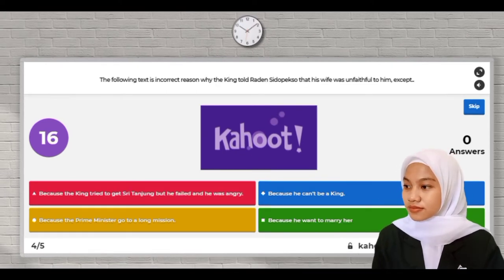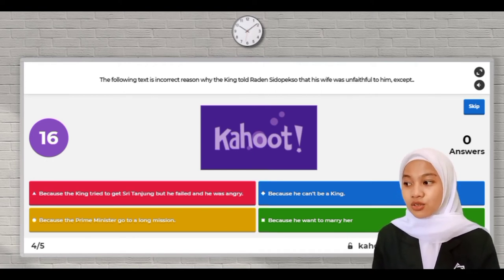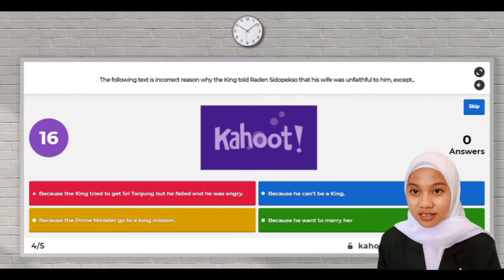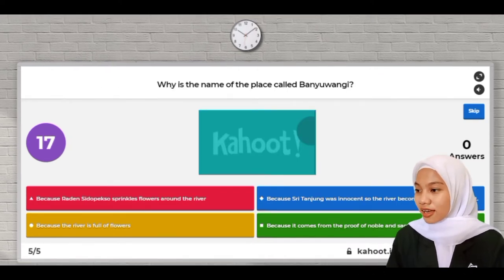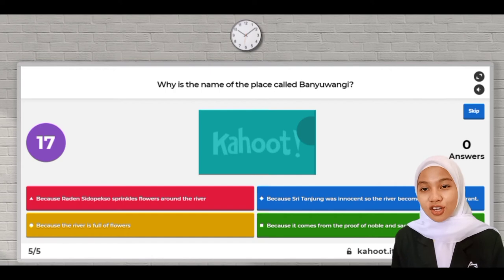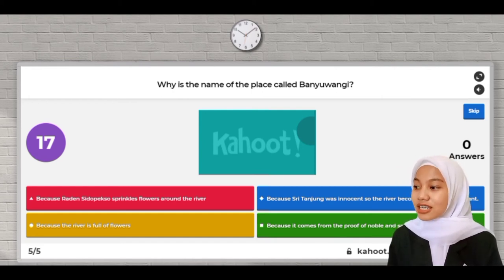Number four: the following text is incorrect. Reason why the king told Raden Sidopaksa that his wife was unfaithful to him, except because the king tried to get Sri Tanjung but he failed and he was angry. And the last: why is the place called Banyuwangi? Yes, good. There are two correct answers. The first is because Sri Tanjung was innocent, so the river became clean and fragrant. And the second, because it comes from the proof of noble and sacred love of Sri Tanjung.